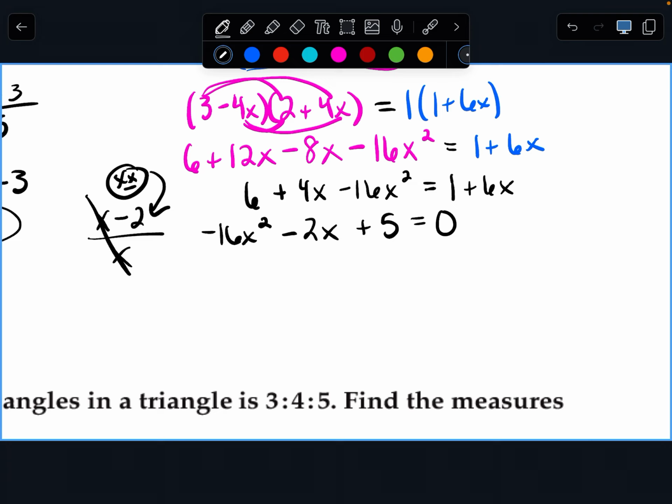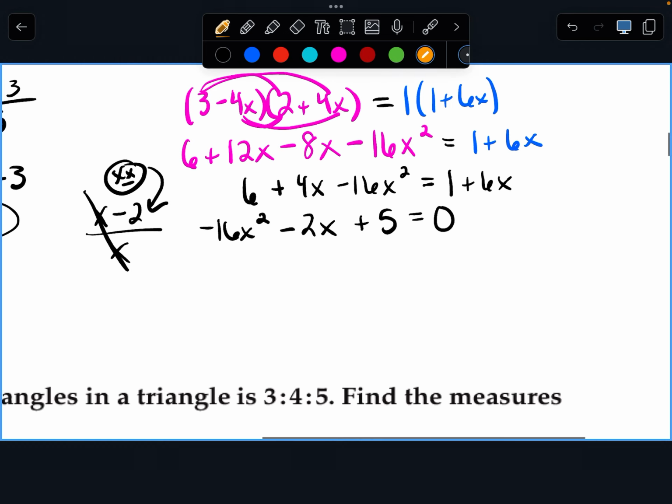And then I don't like that, so I'm just going to divide out the negative. This is legal. You just divide everything by -1 or multiply everything by -1. Whatever your brain works for you. It doesn't matter as long as you get it right. So you get 16x squared plus 2x minus 5 equals 0.